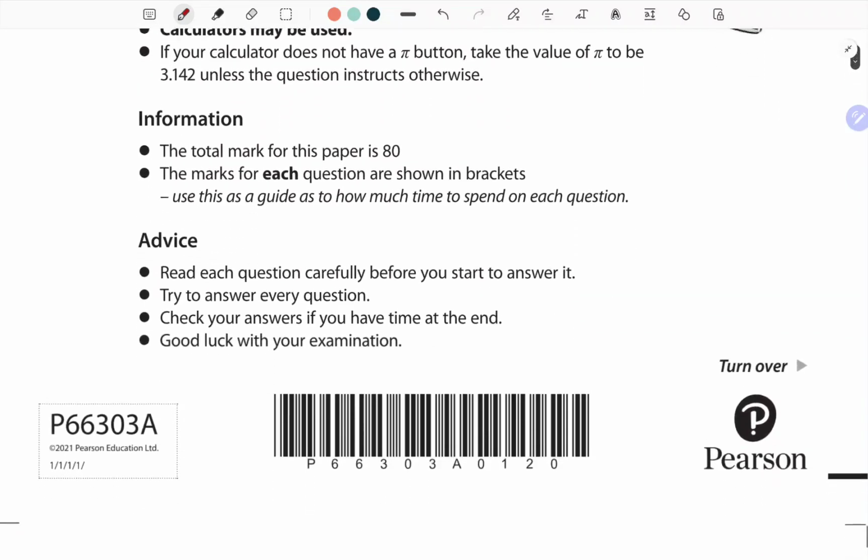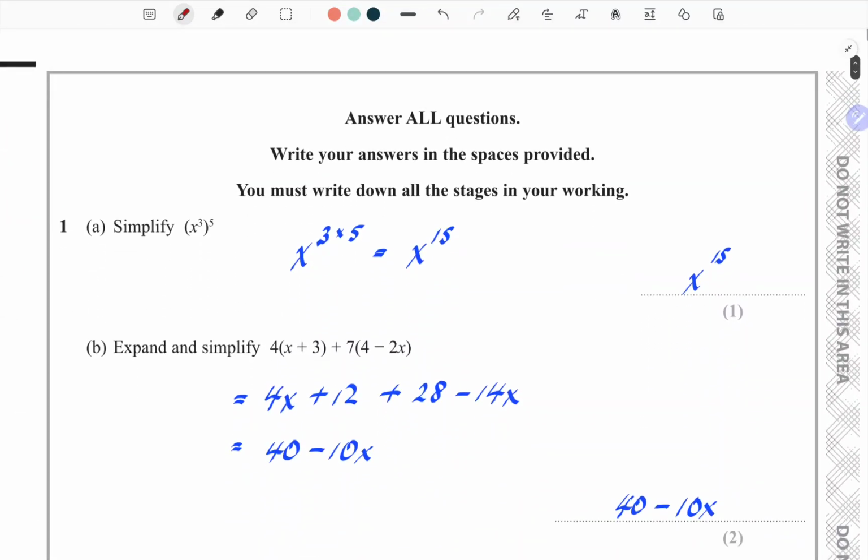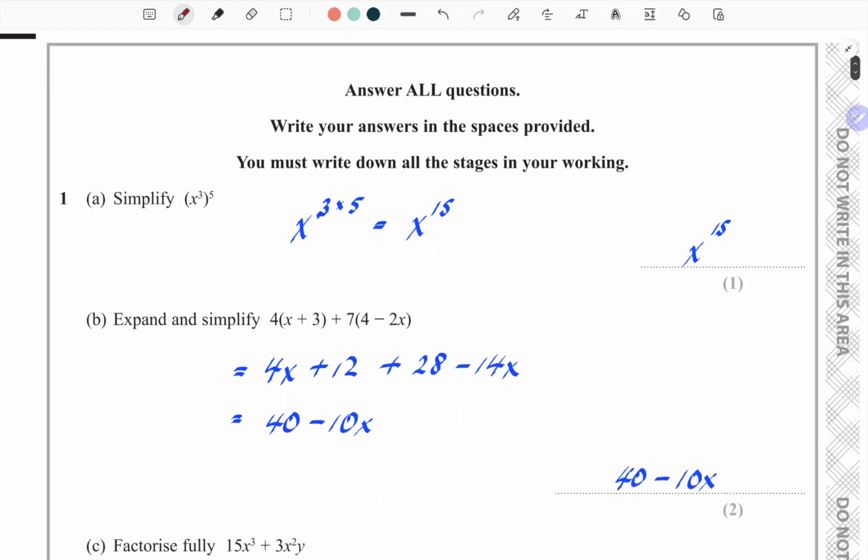And let's launch into the paper itself. All right. So question number 1, law of indices. Again, I've got a separate video explaining the whole of the laws of indices, and you can check that out for revision.